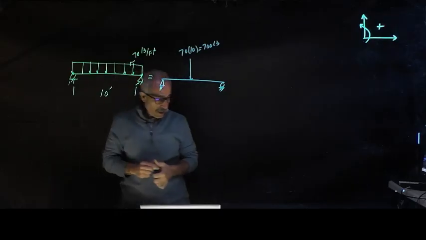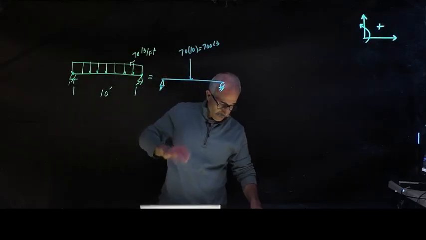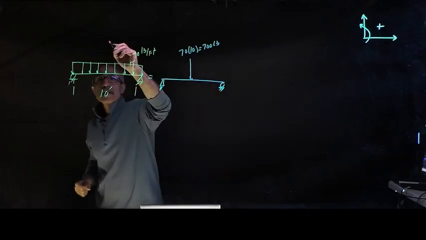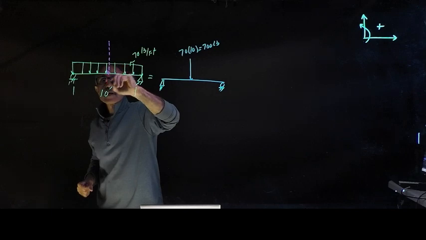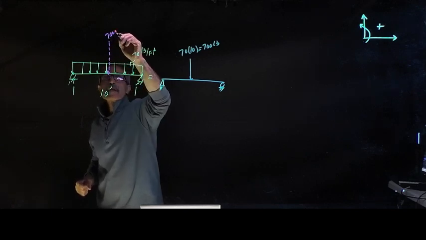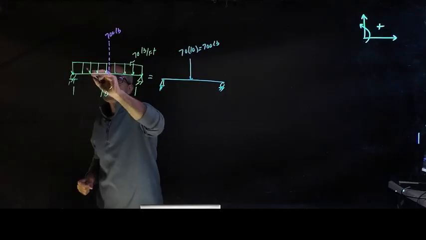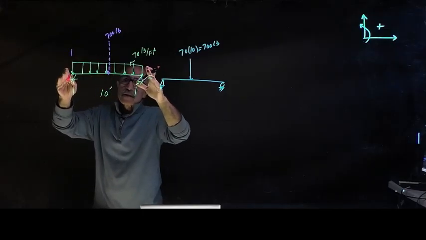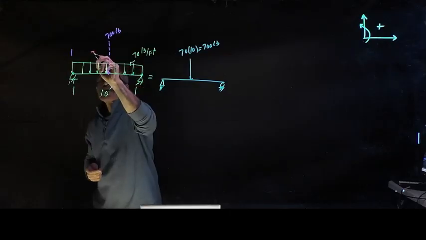But in real life, we don't show it like this. The way we show it is like this. We're going to just put a dotted line right here, and we're going to say, okay, the concentrated load for this beam is 700 pounds. And the distance right here is, because it's a rectangular, the center of rectangular is the center of the whole shape, so it's 5 feet.